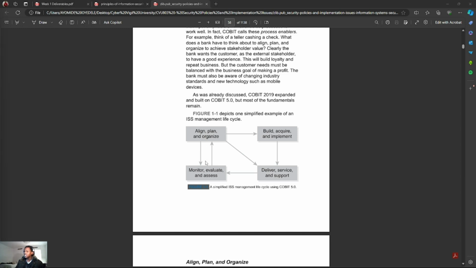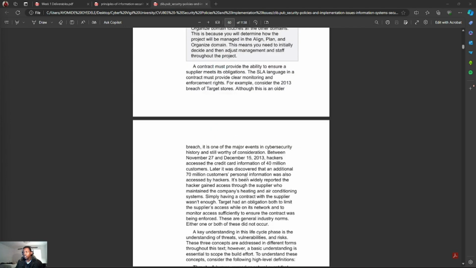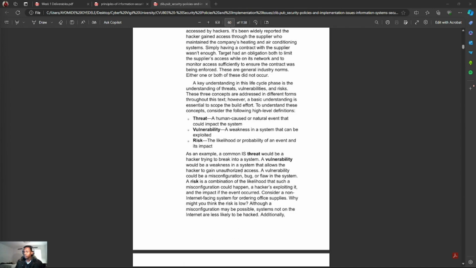So, for instance, this illustration right here depicts a simplified example of an information system security management life cycle, right? We've seen the system development life cycle. Now, based on this unit, which is on security policies and implementation issues, we're looking at the information system security management life cycle, and we can see from alignment, planning, to organization, to building, acquiring, implementation, delivering, servicing and supporting, monitoring, evaluating, and assessing as well. All these form the bedrock of the management life cycle.